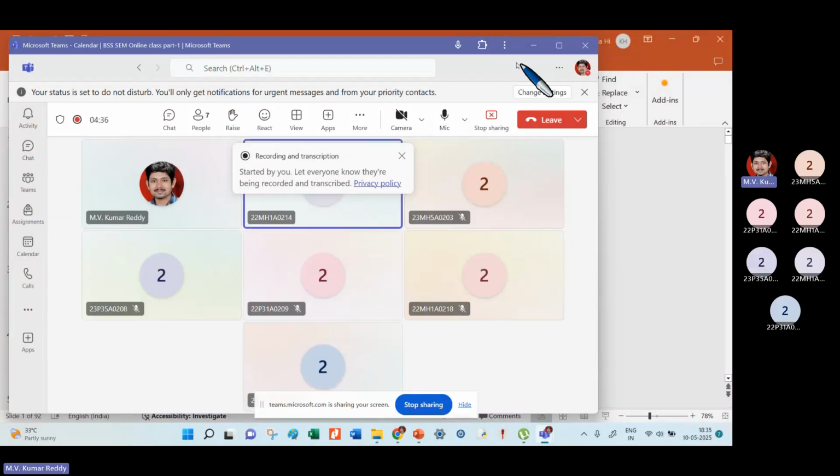Today's class is about the basics of signals and systems. Same exam important models. Total 10 models are there in this class. This is part one. In this part one, we discuss models 1 to 5.